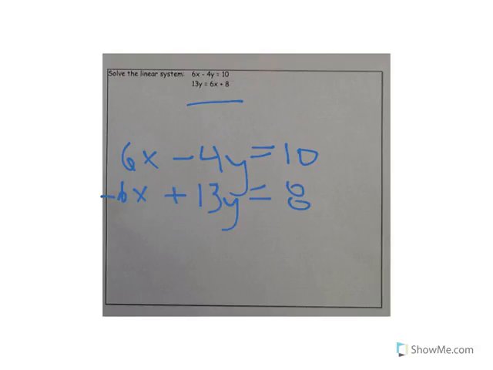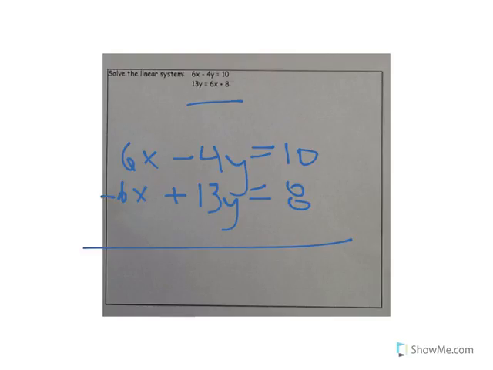Let's try another one here. This one here is a bit different because you have to set it up first of all. Right now it's not set up correctly, but you see the 6x's in both of the equations. So you can manipulate this, move it around, put it in standard form. That's the way I like to do these. So 6x minus 4y, this one's already in standard form. And then my x's are next, but I have to move it over to the left side of the equation, so it's going to be negative 6x plus 13y is equal to 8.